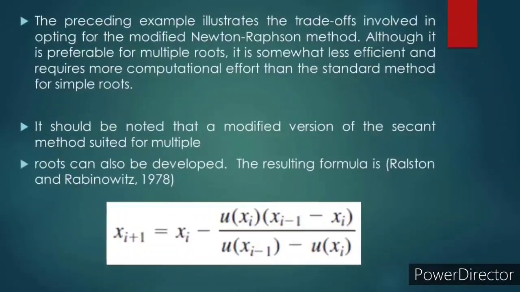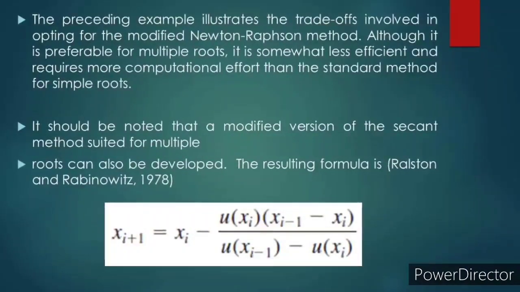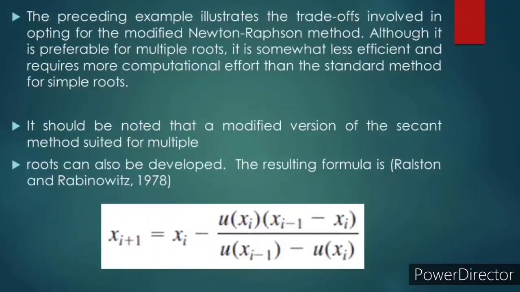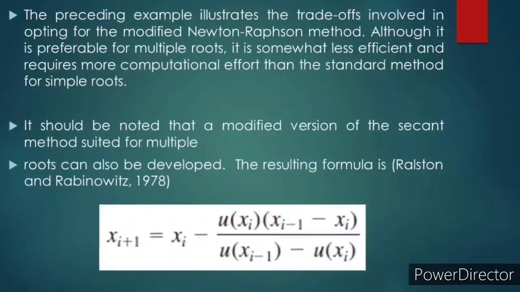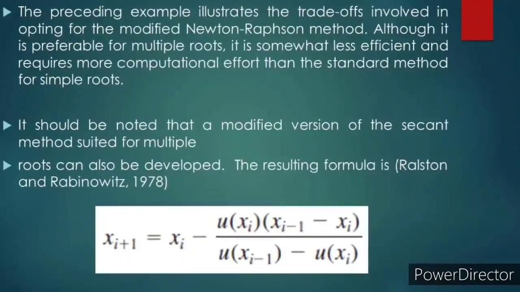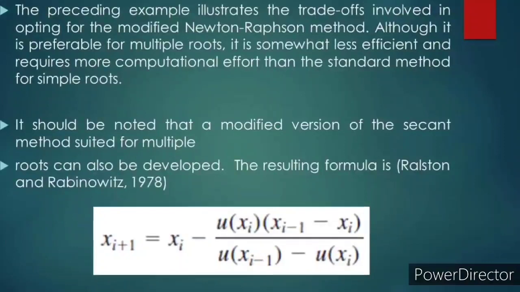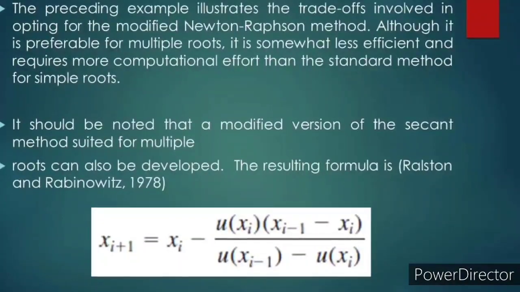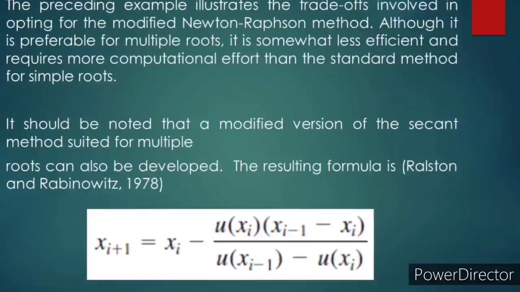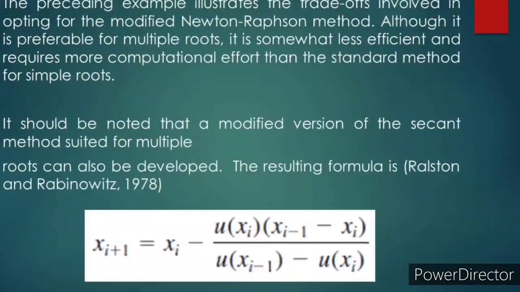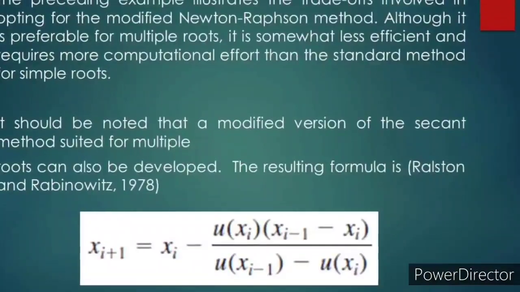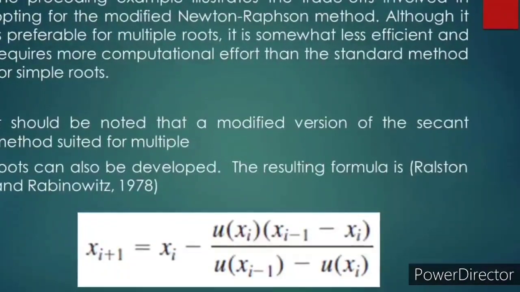The preceding example illustrates the trade-offs involved in opting for the modified Newton-Raphson method. Although it is preferable for multiple roots, it is somewhat less efficient and requires more computational effort than the standard method for simple roots. It should be noted that a modified version of the secant method suited for multiple roots can also be developed. The resulting formula, from Ralston and Rabinowitz in 1978, is x sub i plus 1 equals x sub i minus u(x sub i)(x sub i minus 1 minus x sub i) over u(x sub i minus 1) minus u(x sub i).